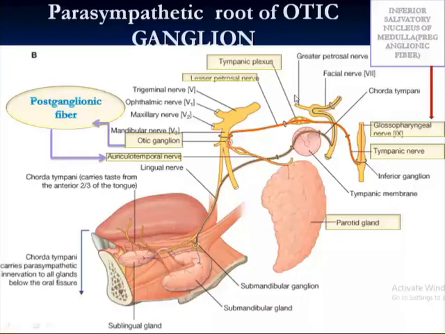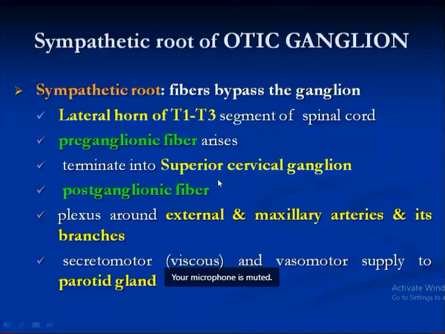So this is the same one you can see also over here, the facial and glossopharyngeal nerves. The parasympathetic route: tympanic nerve, tympanic plexus, lesser petrosal nerve, otic ganglia, postganglionic parasympathetic fiber through the auriculotemporal nerve, parotid gland. Okay. Sympathetic the same: lateral horn of T1 to T3, preganglionic fiber, superior cervical ganglia, postganglionic fiber, external carotid and maxillary artery, parotid gland.